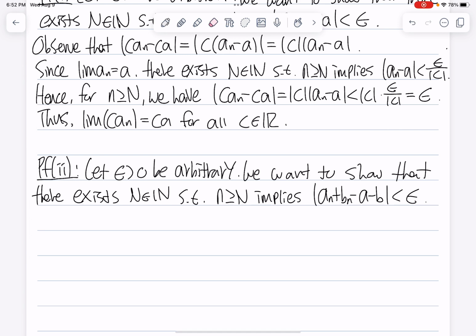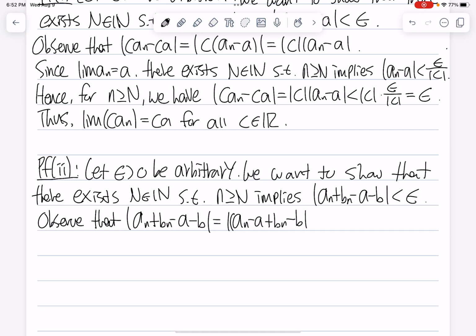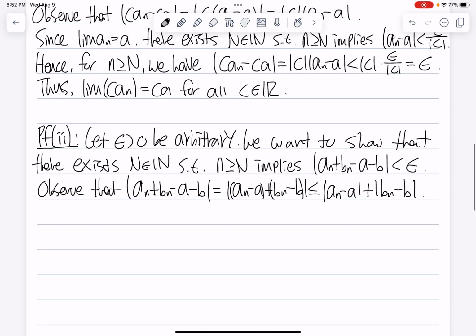So observe that this expression is equal to the absolute value of (an minus a) plus (bn minus b), and by the triangle inequality we have this less than or equal to |an minus a| plus |bn minus b|.